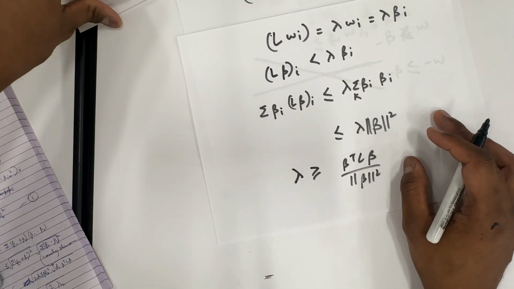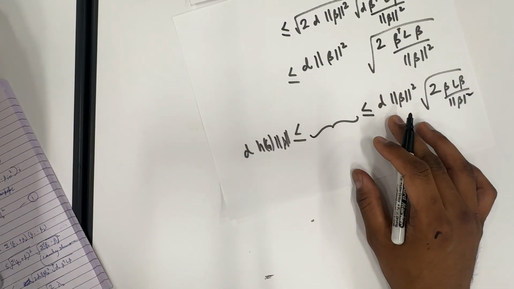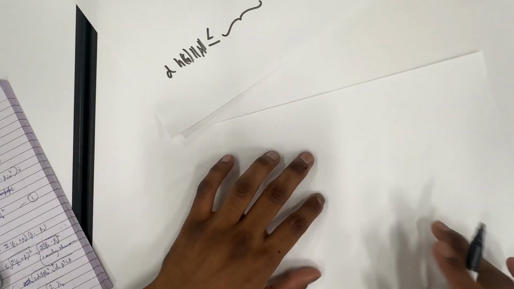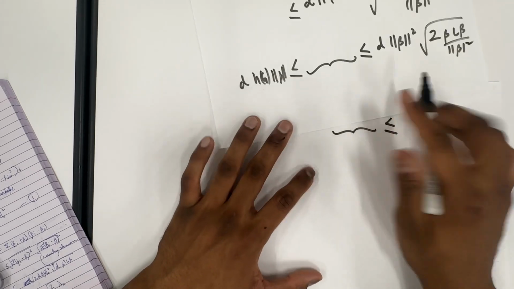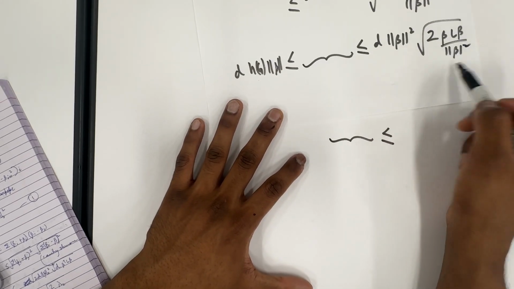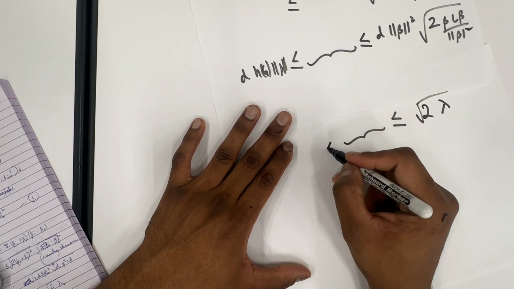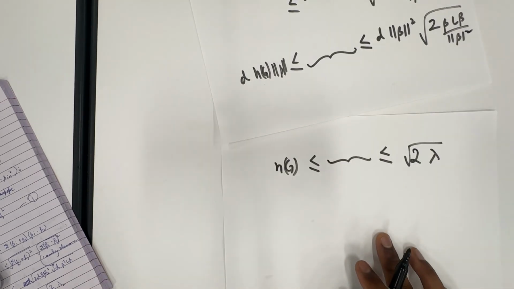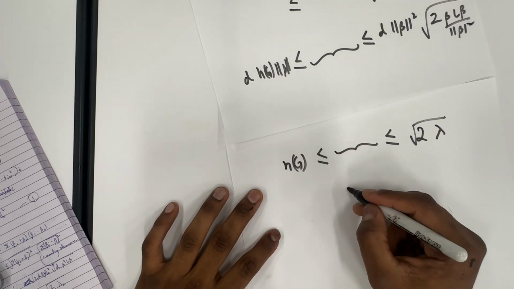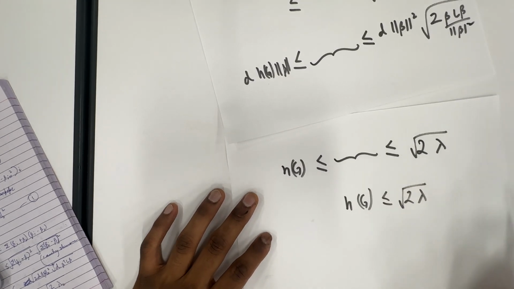So now, bringing all of it back into this new slide, the intermediate quantity that we defined is less than d norm beta squared times 2 times the eigenvalue gap, and this is always greater than h of g. So h of g is less than 2 times the eigenvalue gap.